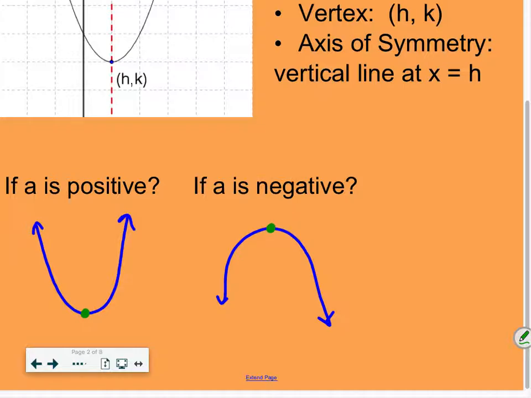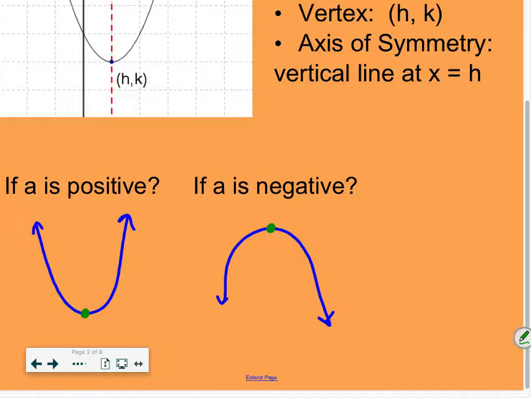All right, I want your attention back up here. I just had a discussion with Pod 4. Pod 4 told me that if a is positive, the vertex is a minimum. And if a is negative, the vertex is a maximum. Brayden, is that true? Yes. Yes, you think so? Okay, and how do we know? Because it's positive, there's nothing below the vertex. Okay. Bigger than above the vertex.